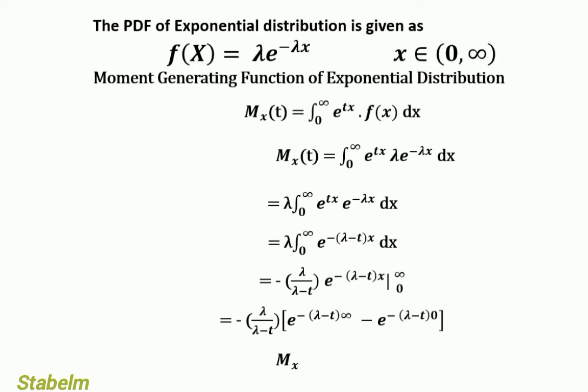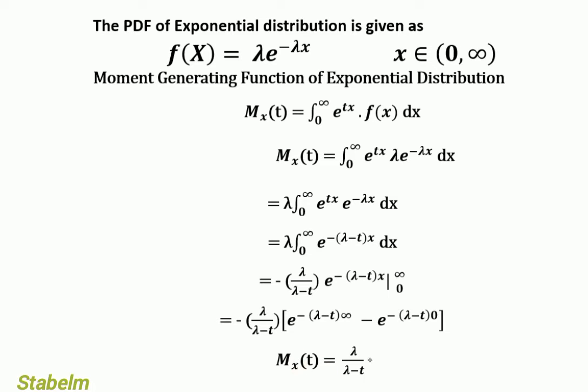Therefore, minus 1 here multiplied by this minus here will neutralize, and what we have left will be m sub x of t equals lambda divided by lambda minus t, and this is the moment generating function of our exponential distribution. You can see that the minus 1 that we got here multiplied by this gives what we have as final, lambda divided by lambda minus t, and that is the moment generating function of the exponential distribution.